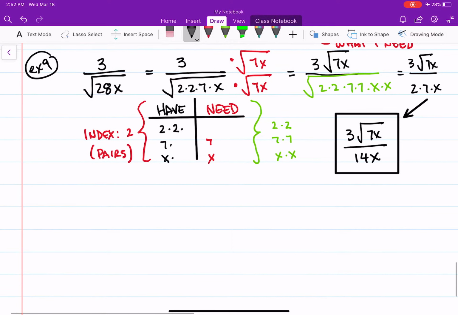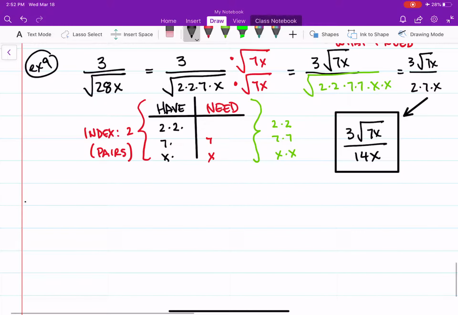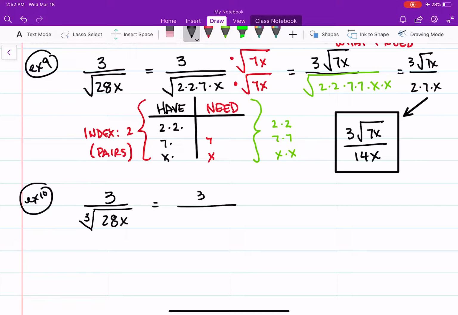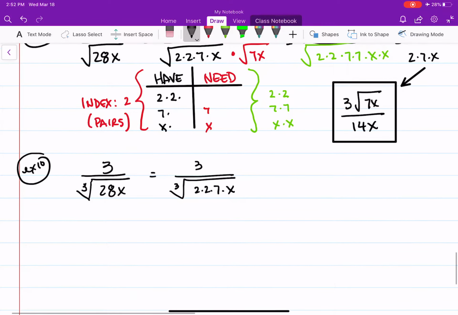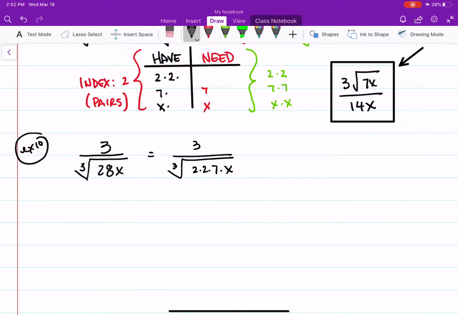Okay, so let's do the same problem. Okay, so example 10. But instead of square root, let's do it as a cube root. Okay, so again, I would break this down as 3 over the cube root of 2 times 2 times 7 times x, which is what I have. Okay, so again, I create a table of haves and needs.